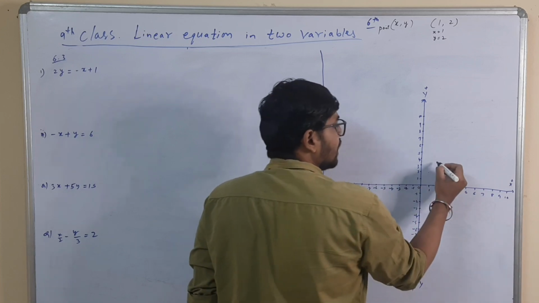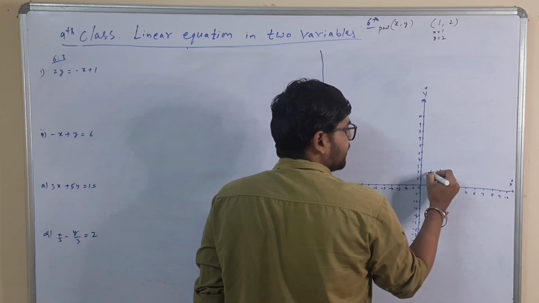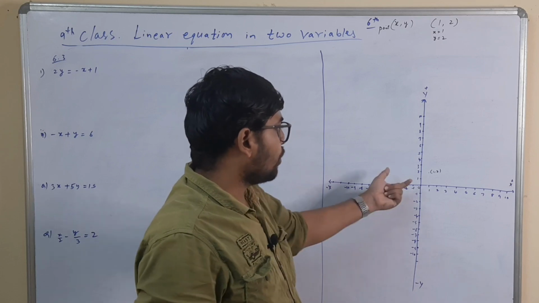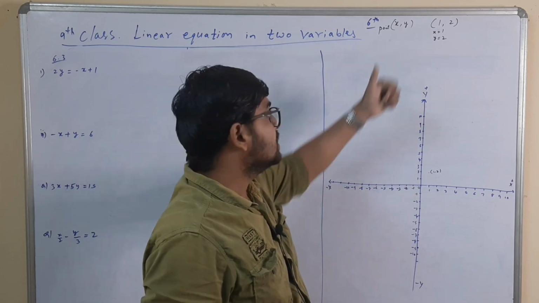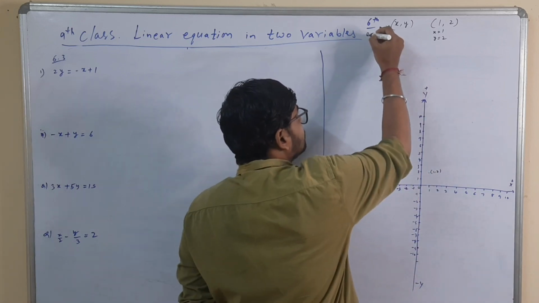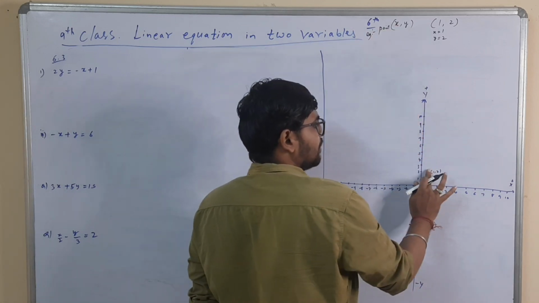So I am writing this as 1 comma 2, as a point. This one I have represented, so we are getting this point from there. The same we have to do here. This is the example I have given.